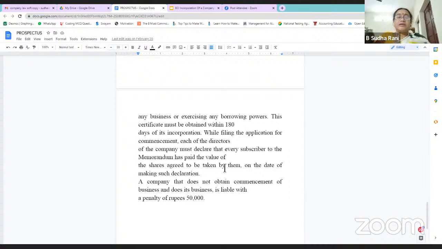That means how many days? Within 6 months. After incorporation, within 180 days, a company should go for getting the certificate of commencement. It is not that once the certificate of incorporation has come, I can go leisurely. Within 6 months, you should complete raising of capital and get the certificate of commencement of business. So within 180 days of obtaining incorporation, the company should get the commencement certificate. If a company fails to do so, then it is liable to pay a penalty.